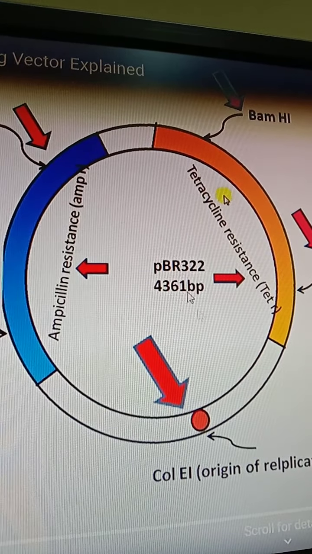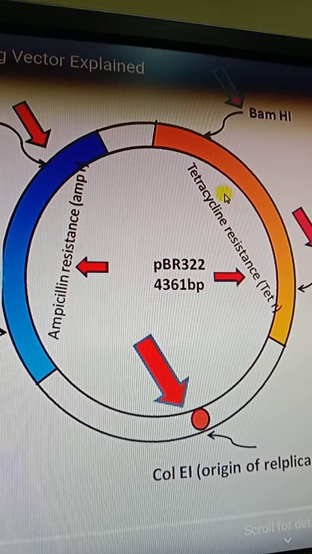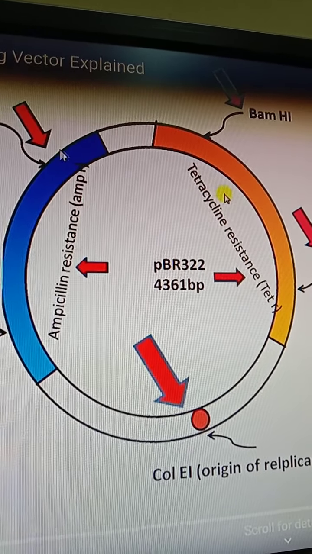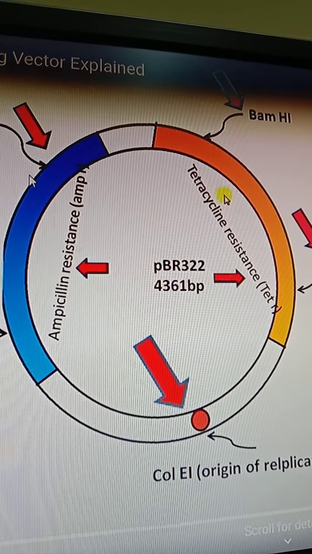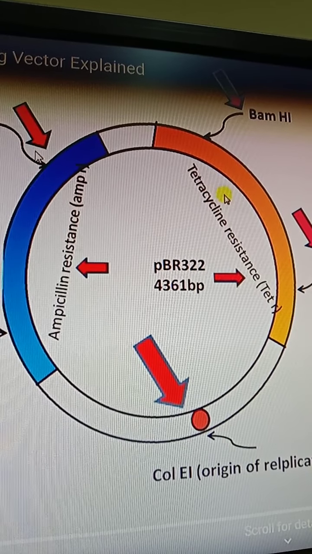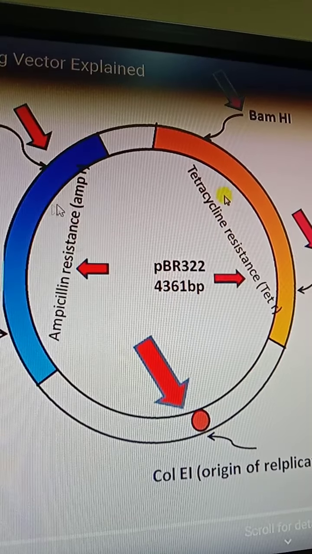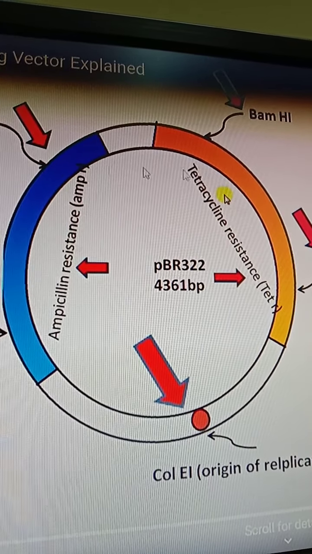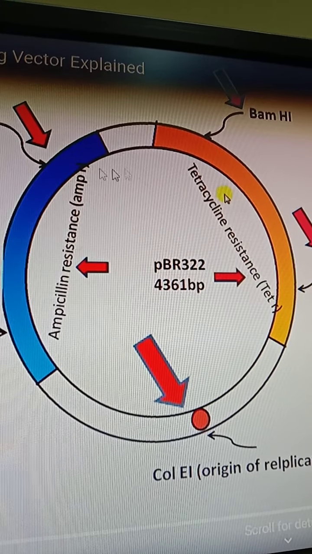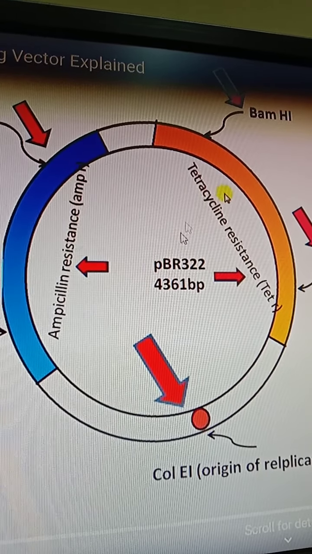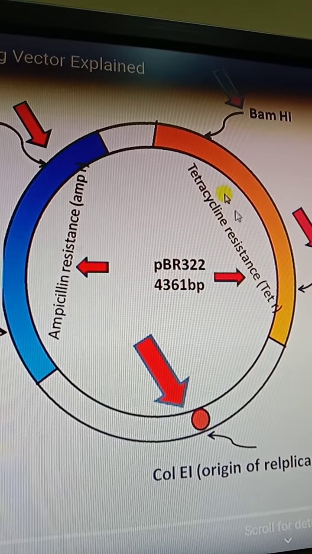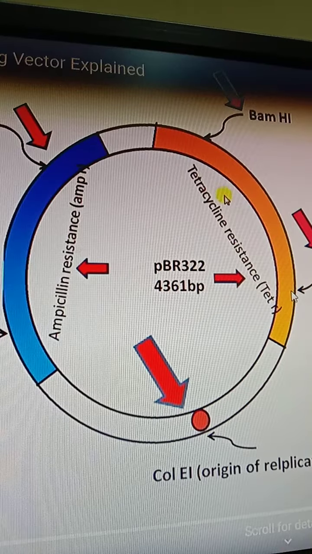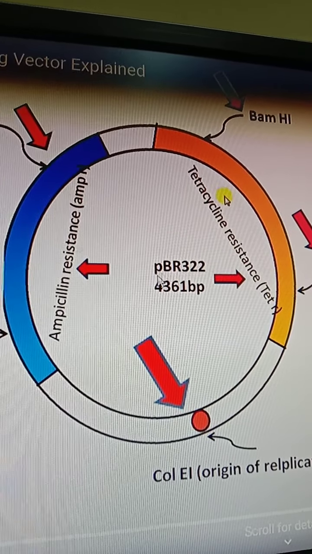Okay, and then the second important component a vector should have is restriction sites. Restriction sites are nothing but palindromic sequences that are recognized by the restriction endonucleases, and when we add the restriction endonuclease, it recognizes these sites and cuts the vector at these positions. At this position it will cut the vector and open it up, and once the vector is opened up, we can ligate or join our gene of interest.